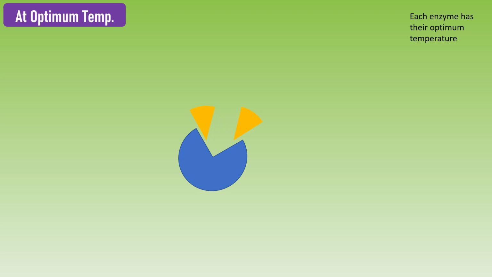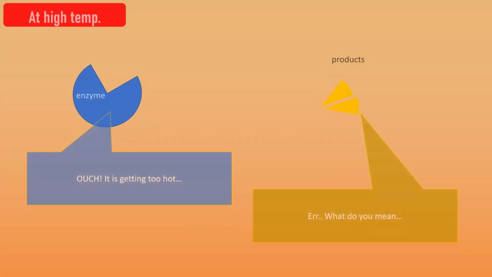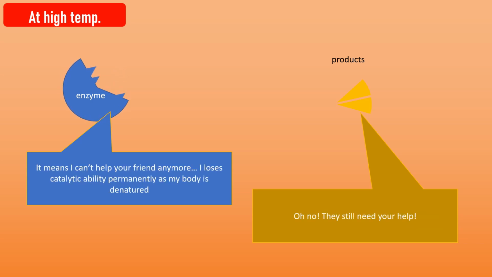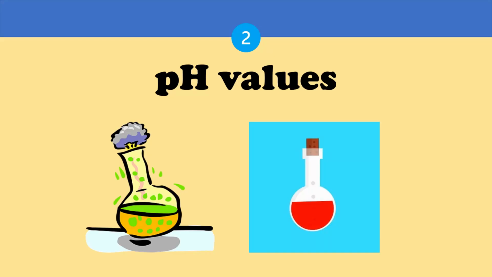What if we put the enzymes at a temperature that is higher than the optimum? The enzymes will be denatured. It means that the enzymes cannot catalyze the breaking down or the building up of the substrate anymore, as the shape changes. Another factor affecting enzyme activity is the pH value.